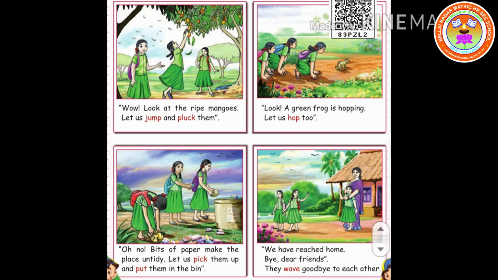The next thing is the third friend sees a lot of papers on the ground, which makes the ground very untidy. She says, let us pick the papers and put them in the dustbin. So they picked the papers and put them. After that, they all wave to each other and say, okay, bye, let's go home, bye. So they waved their hands and went home.